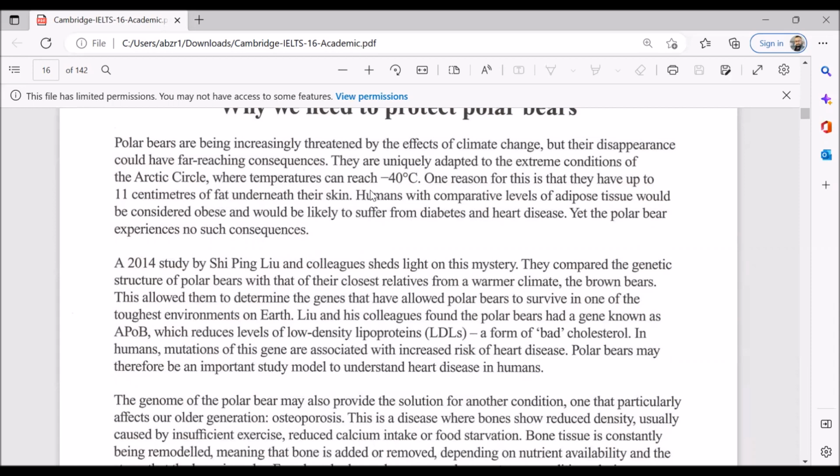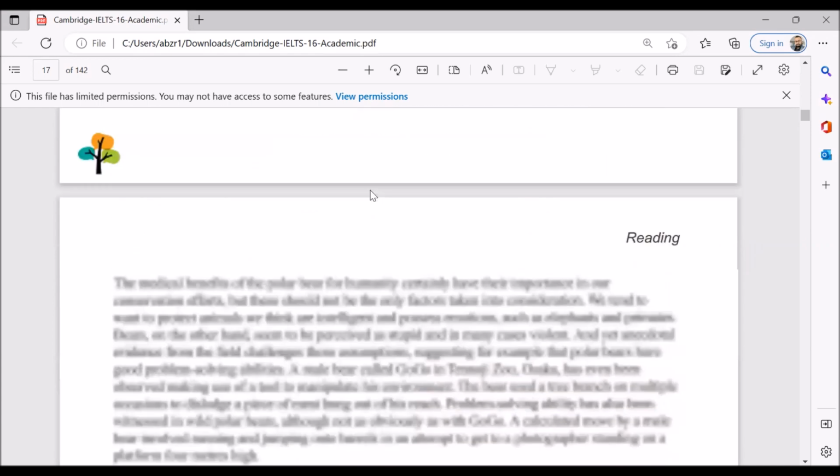One reason for this, they have up to 11 centimeters of fat underneath their skin. Okay, they have a lot of fat. Humans with comparative levels of adipose tissue would be considered obese and would be likely to suffer from diabetes and heart disease. Yet the polar bear experienced no such consequence. Okay. Now they are saying the polar bear experiences no such consequences, but human beings suffer from diabetes and other diseases or heart disease. It means the question is related to the polar bear.